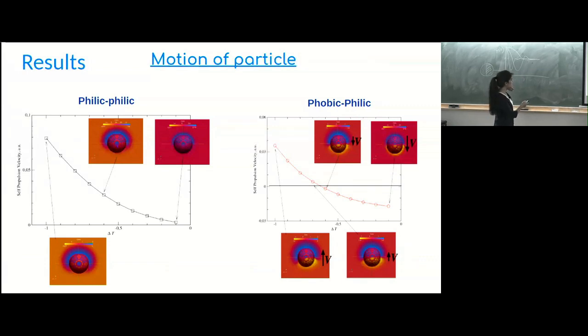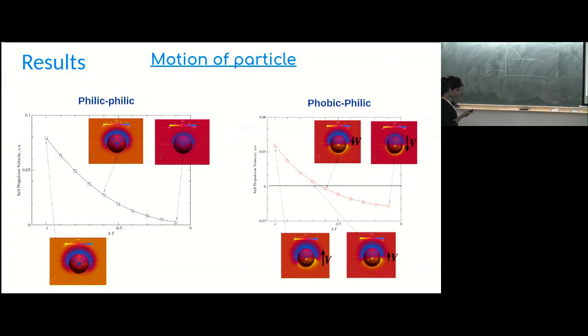Now, what's interesting is that if you look at the same thing for a phobic-philic colloid, you see that up to a certain temperature gradient, velocity is negative, which means the particle is moving in this direction. Beyond a certain threshold, suddenly the velocity becomes positive. So the particle changes its direction and starts moving in the opposite direction. And this is something we still don't understand, why it's like that.